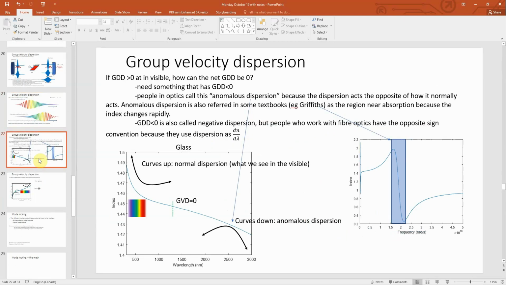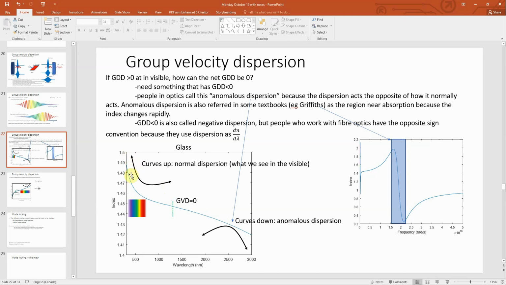Okay, so how do we have net zero group velocity dispersion in our laser cavity? As we said, any material will have some kind of dispersion, will have something like this. Well, it turns out it's not just that the index of refraction is higher or lower, it's actually the second derivative of the phase with respect to omega, or of the k with respect to omega, that gives us our group velocity dispersion.